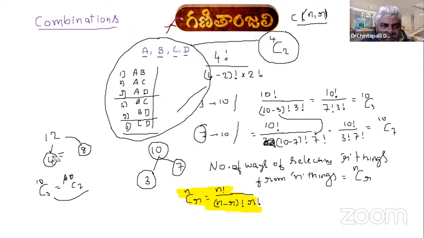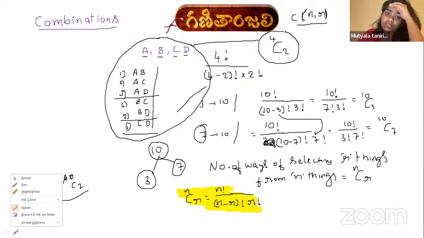Is there any option for me from my side to erase all at once? Okay, there is an option, but part of it is not possible.